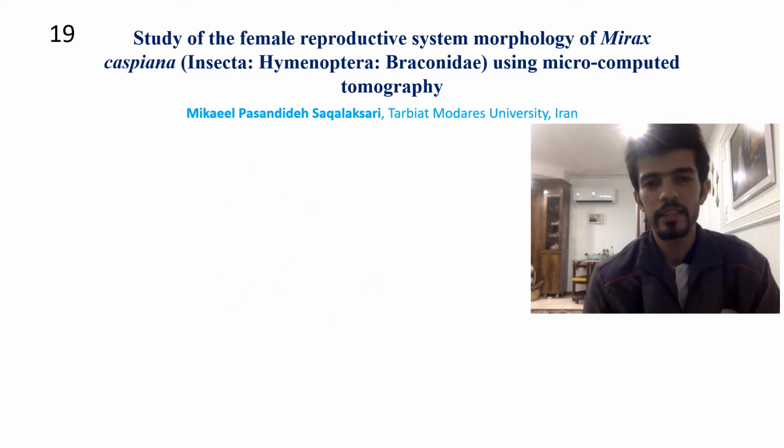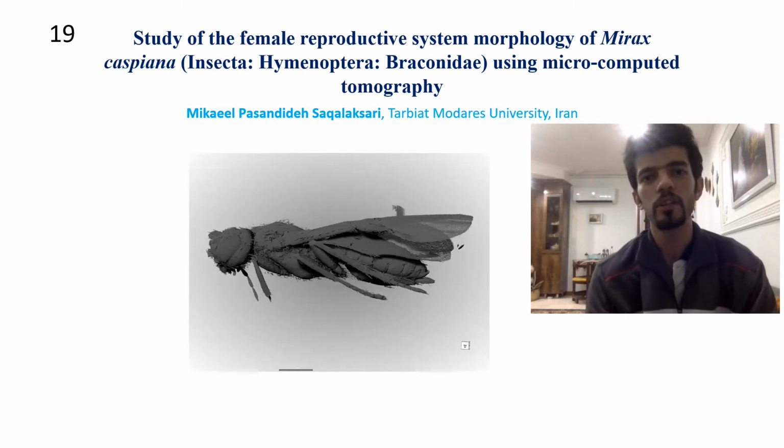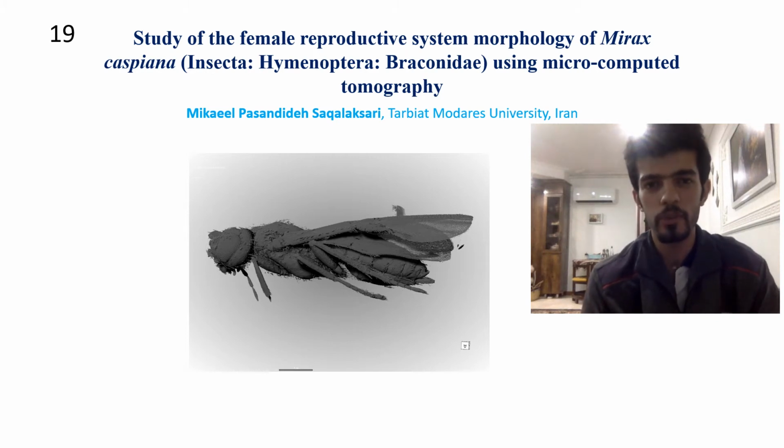In the last decades, the non-destructive technology based on X-ray called micro-CT allows experts to visualize the external and internal structures of opaque objects such as insects with no need of sectioning. In this study, the female reproductive system and its structures of Mirax caspiana was demonstrated using micro-CT.